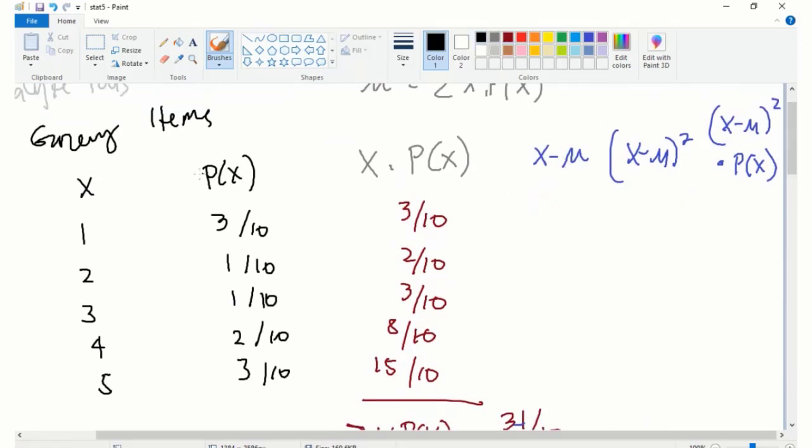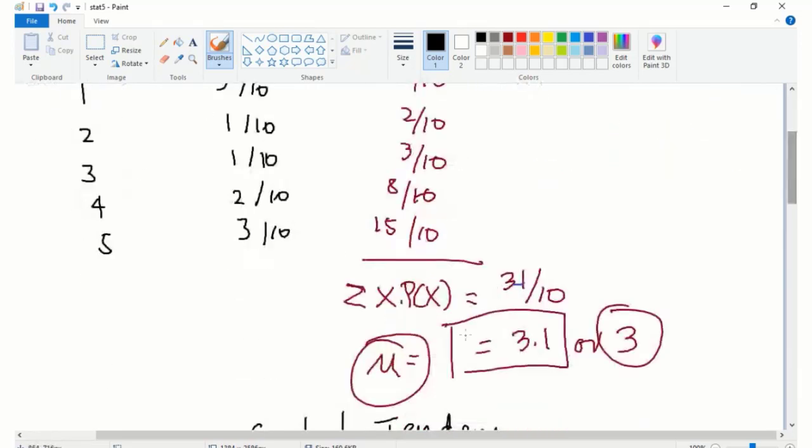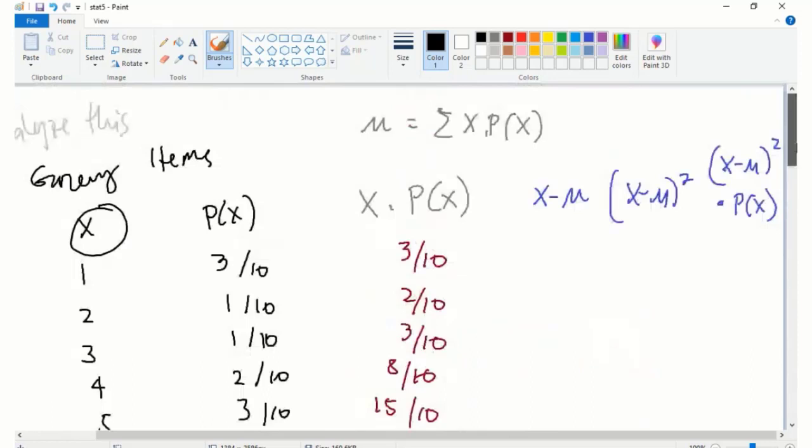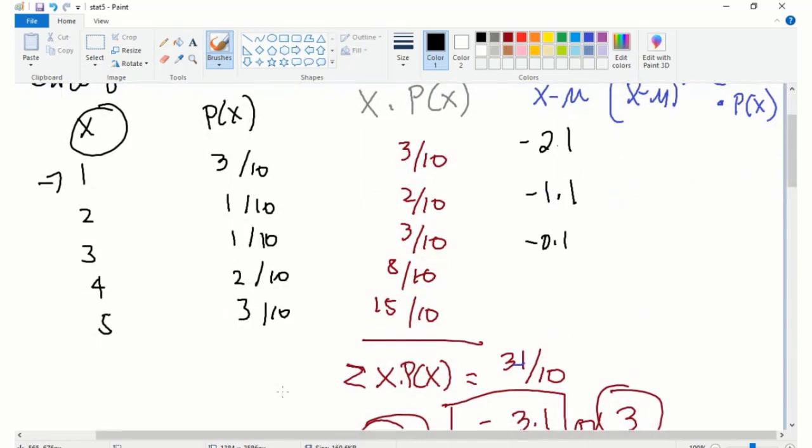Okay, so x minus mu. Remember, this is our x. At remember, nakuha na natin ang mu, which is 3.1. Okay, so 1 minus 3.1. Dito muna tayo ha. 1 minus 3.1. Let me use my calculator. 1 minus 3.1, negative 2.1. And then 2 minus 3.1, negative 1.1. 3 minus 3.1, negative 0.1. Tama ba? Okay. And then 4 minus 3.1 is equals to 0.9. And then 5 minus 3.1 is 1.9.